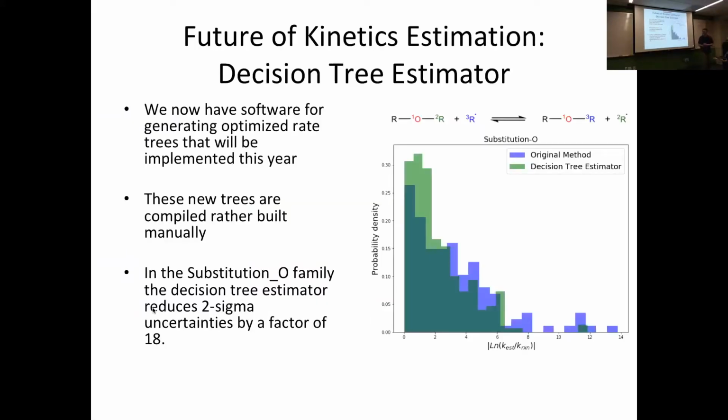Another thing worth spending a little bit of time talking about is that in the future, what will hopefully be implemented over the next year is that the trees won't be maintained manually. I've developed an algorithm that optimizes rate trees that we're planning to implement this year that makes them significantly more accurate. In this example, we got about a factor of 20 reduction in 2-sigma uncertainties. And these new trees are compiled rather than built manually. Essentially, you just call a function and it takes the pile of training reactions and uses it to construct the tree.